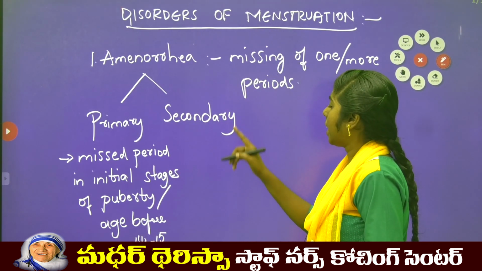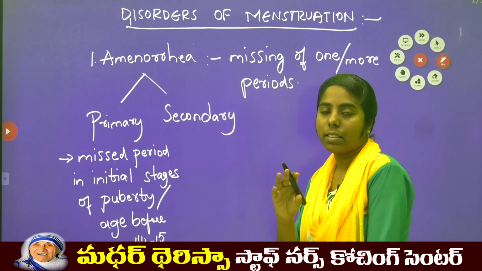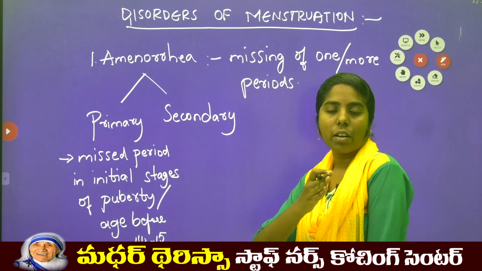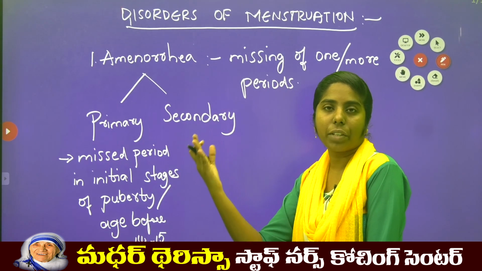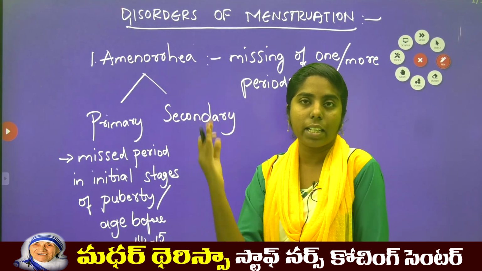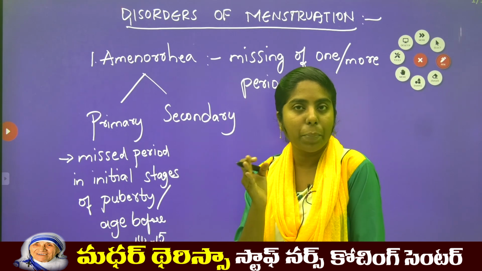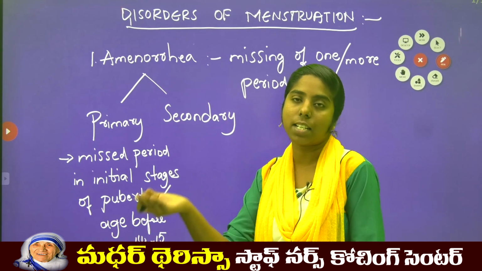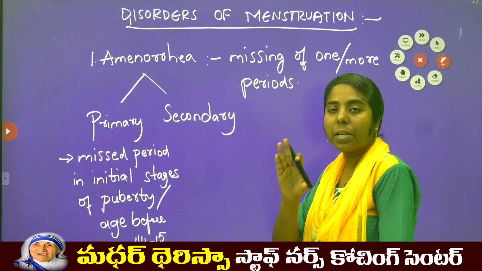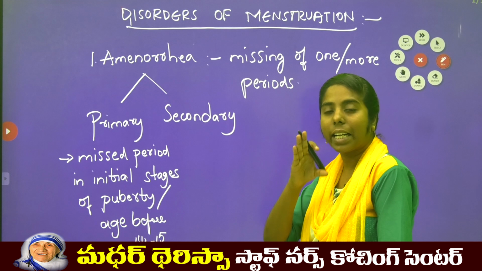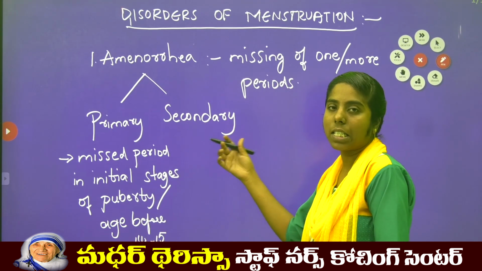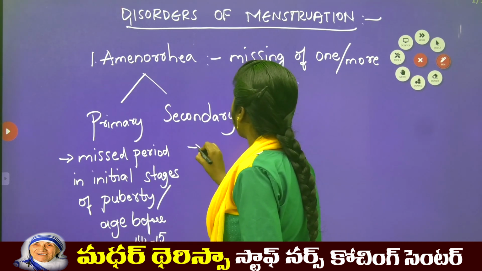Next, secondary amenorrhea. For example, a girl attained menarche at the age of 12. Up to the age of 15 or 16 she has regular periods, but at the age of 17 she misses periods for about 3 to 4 months. Then it is considered secondary amenorrhea, a missed period after several months of regular periods.